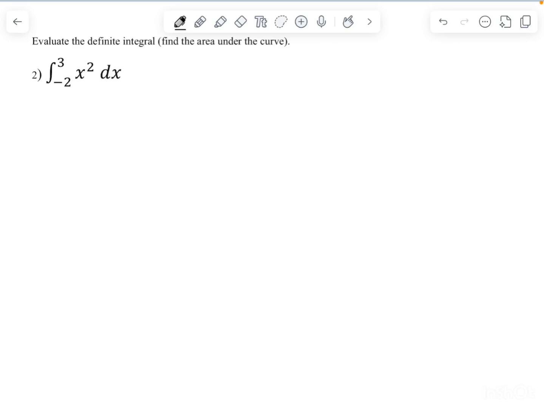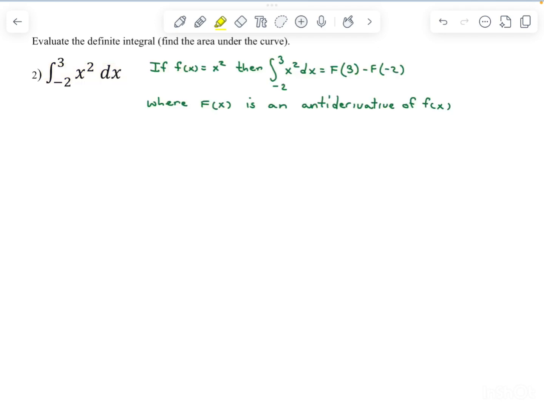Hello class, in this video I'll be showing you how to evaluate a definite integral. Let's begin. For example 2, we want to evaluate the definite integral from -2 to 3 of x squared.